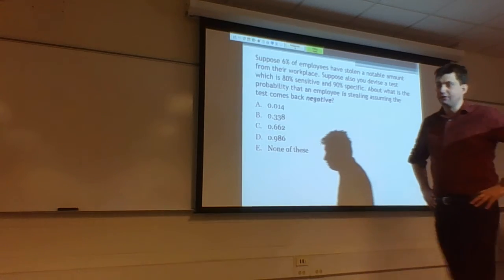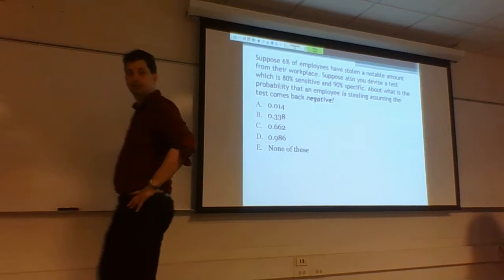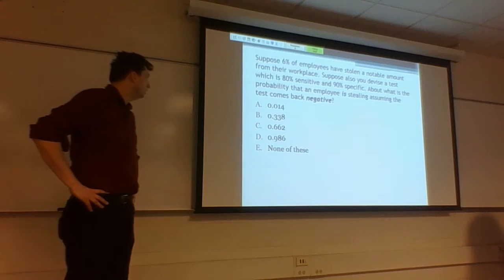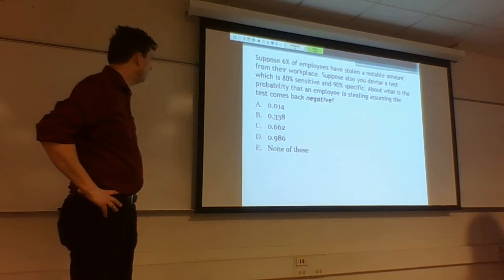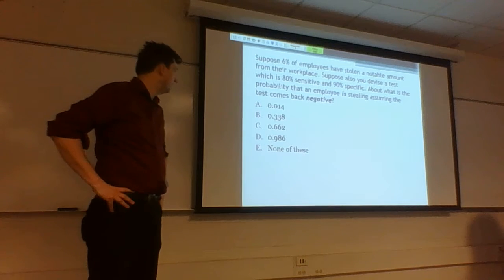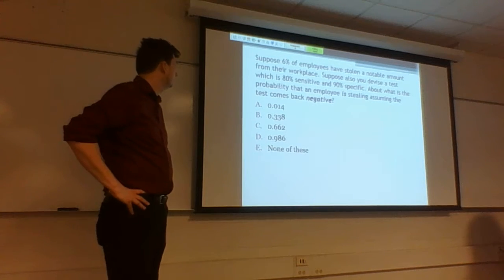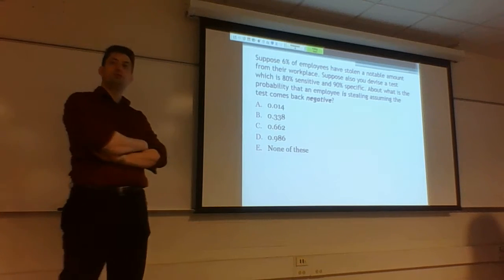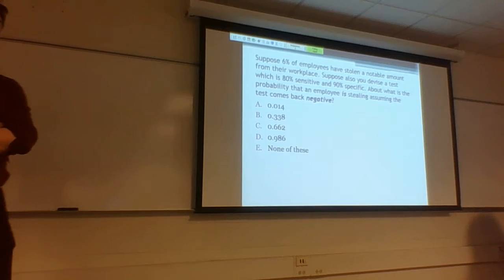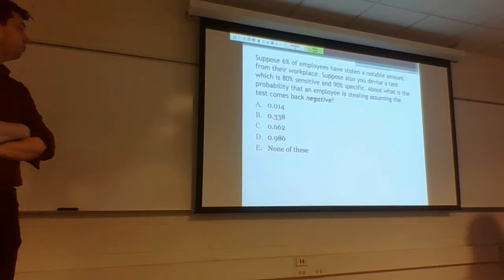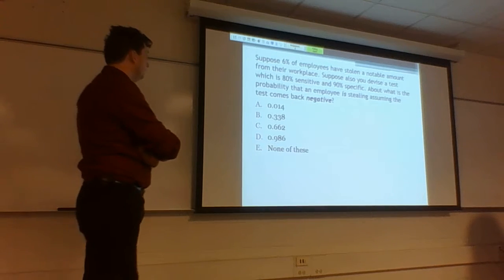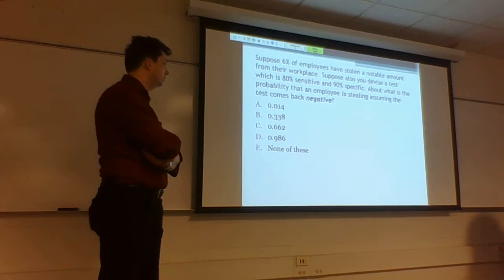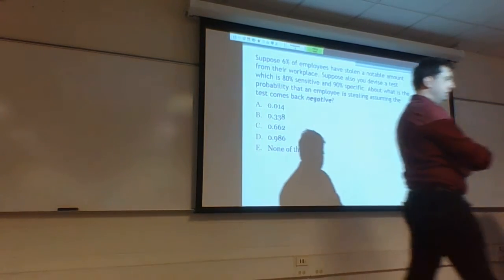This is probably going to be the last question we do because in all likelihood it's going to take you a while to figure it out. But we have 0.014, 0.338, 0.662, or 0.986. You can, of course, use the tree diagram to figure this out, or you can use Bayes' theorem. I think Bayes' theorem is faster, but either one works. Bayes' theorem makes you only figure out the things you need.